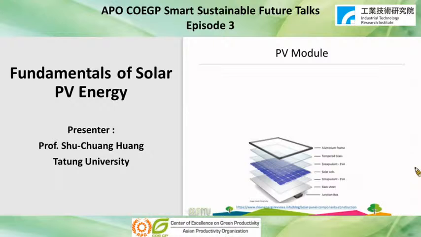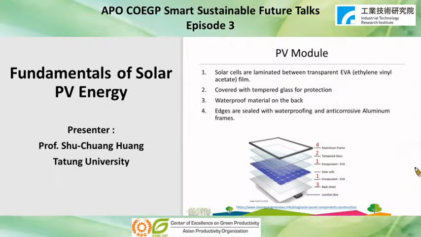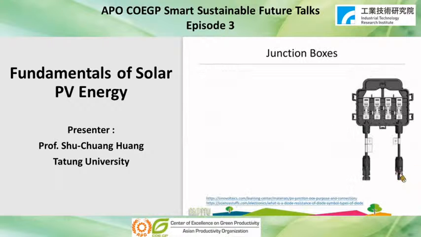A PV module is formed by several layers. Solar cells are laminated between transparent EVA films and then coated with tempered glass for protection. And it has waterproof material on the back. And edges are sealed with waterproofing and anti-corrosive aluminum frames. Finally, a junction box is attached at the back to provide electrical connections. This is a typical junction box.